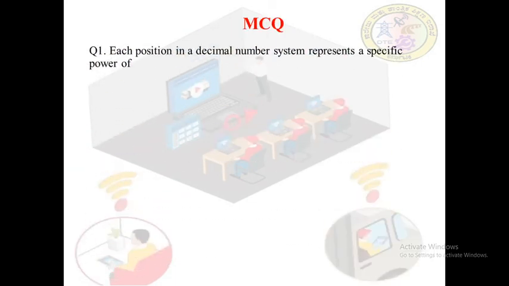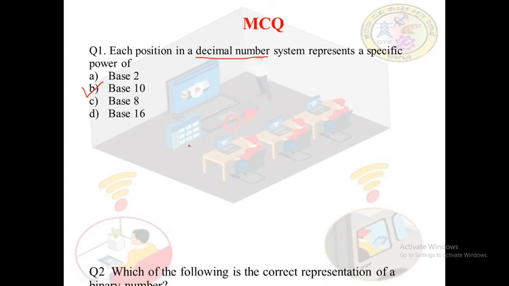We'll see a few multiple choice questions on the topics that we have learned today. Question 1. Each position in a decimal number system represents a specific power of base 2, base 10, base 8 or base 16. We all know the decimal number system is represented by base 10, whereas base 2 is for the binary number system, base 8 is for the octal number system and base 16 is for the hexadecimal number system. Option B is the right answer.